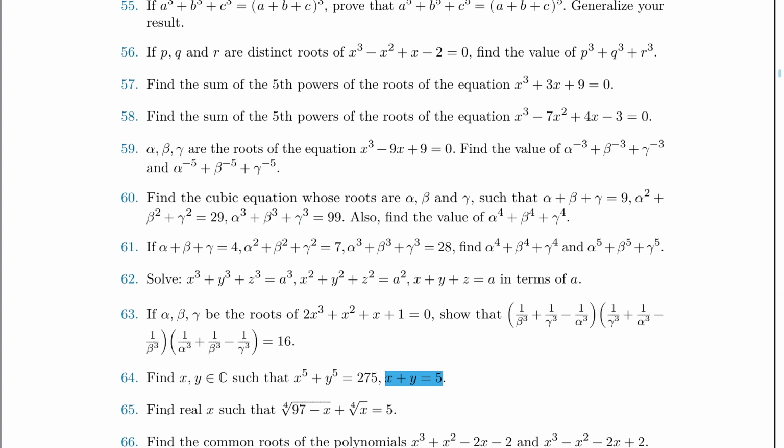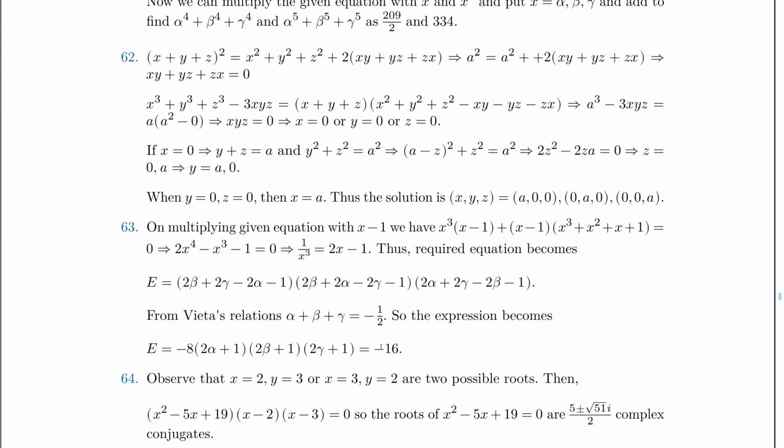Question 65 says that find real x such that fourth root of (97 minus x) plus fourth root of x is equal to 5.